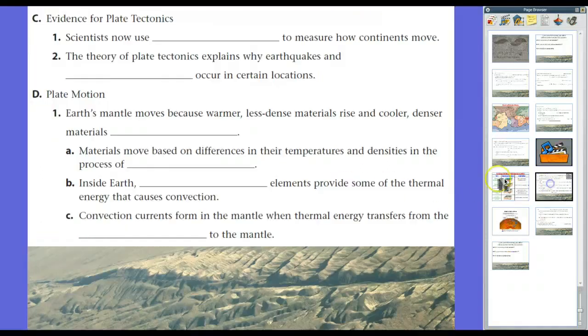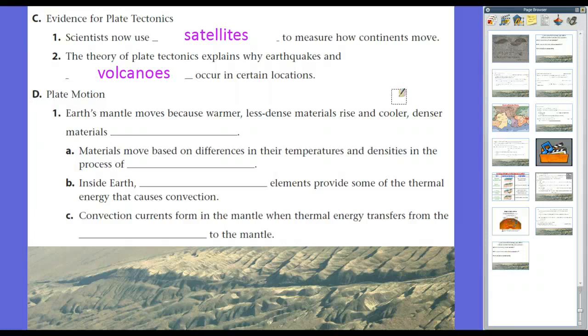So how does this happen? Well, we'll get to that in a second. So, evidence for plate tectonics. Scientists now use satellites. Without satellites, we wouldn't have Google Earth, and I couldn't show all that information to you, to measure how continents move. The theory of plate tectonics explains why volcanoes and earthquakes occur in certain locations, because if you saw at the beginning of this video, the correlation between the two. At the tectonic boundaries, we have lots of earthquakes, and we also have lots of volcanoes.